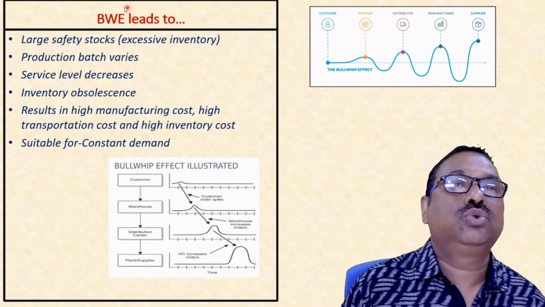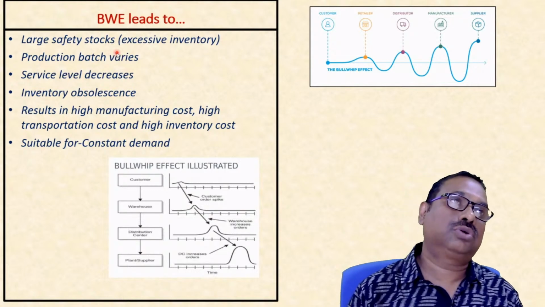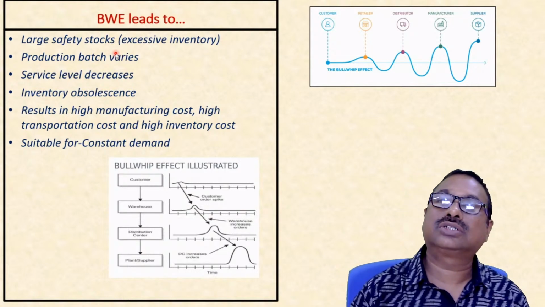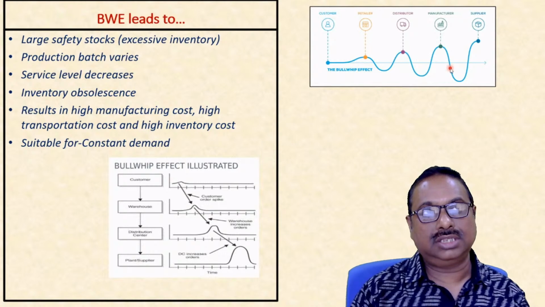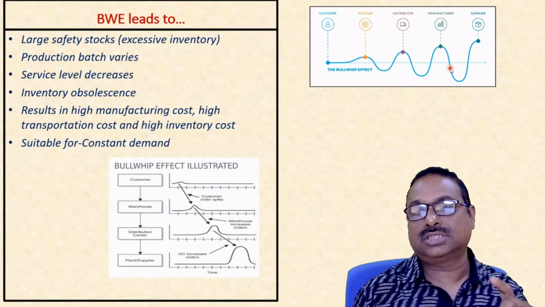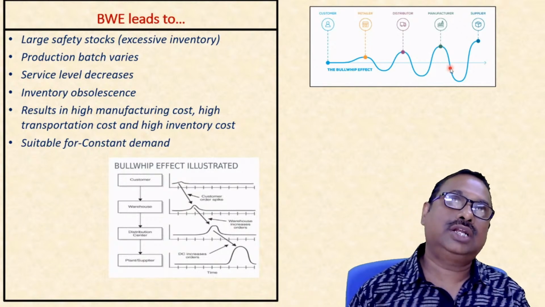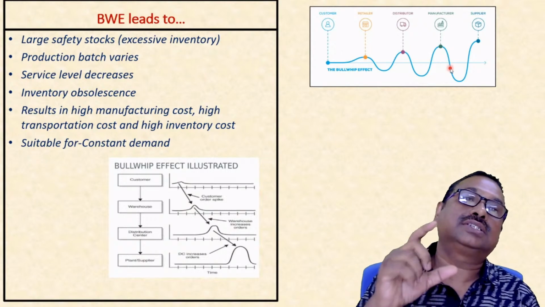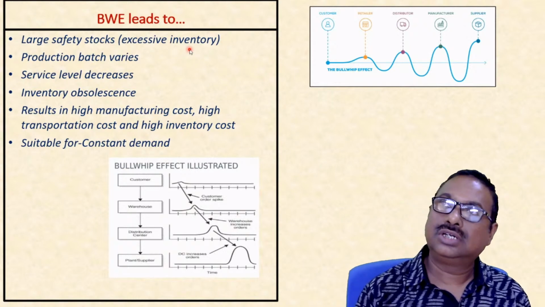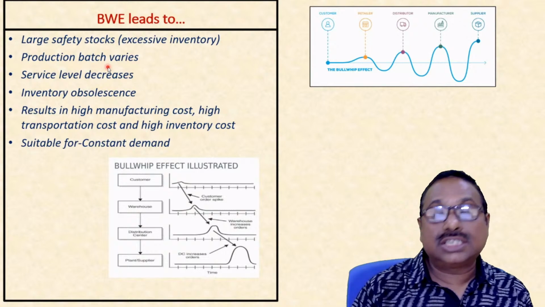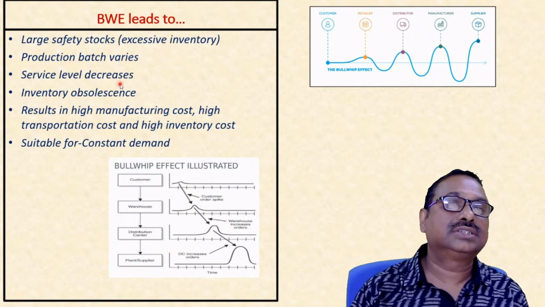So bullwhip effect leads to large safety stock, because to serve your customer, you have to have large safety stocks. Suppose the manufacturer asks this month for 5,000, next 3 months 000, next 7,000. So to cater to this manufacturer, the supplier's safety stock has to increase. So larger safety stocks, excessive inventory means you are adding costs. Production batches vary, as we have seen here. Then service level also decreases.